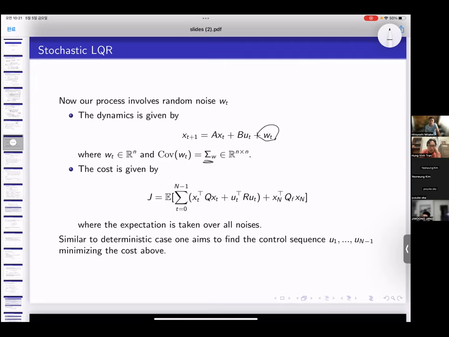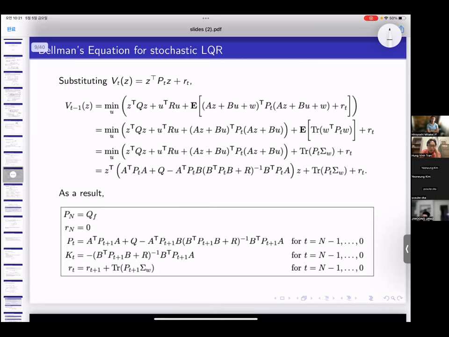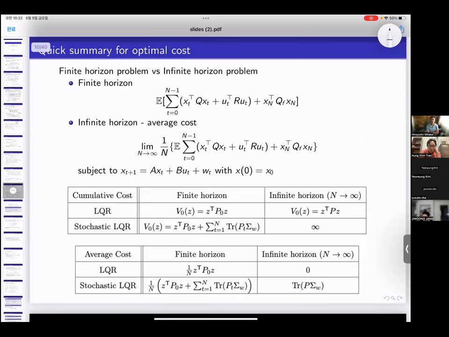Similar to the deterministic case, we look for a sequence of control actions up to time n minus one, minimizing the cost. Since the flow is quite similar, or I would say the same, I'll skip this part. I just mention that we get a similar recursive relation for P_T and K_T, the control gain matrix, like we had in the deterministic case. Let us give a quick summary for the optimal cost.